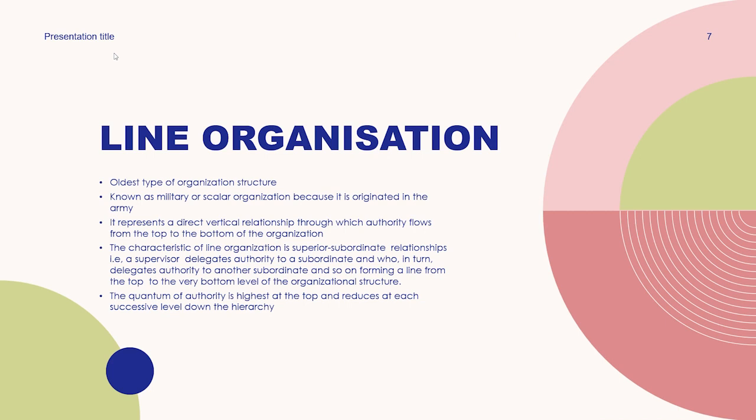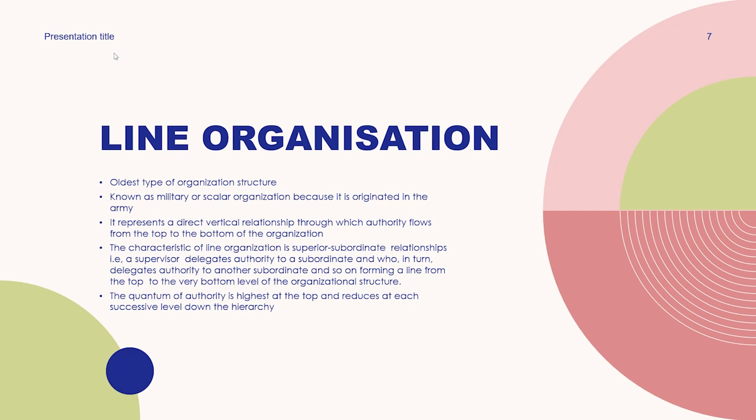Line organization refers to the direct relationship between a superior and his subordinates. It is by force of line authority that a superior commands his subordinates. Its advantages and disadvantages are very important. It's just like a military or scalar organization because it originated in the army. There is a direct vertical relationship through which authority flows from the top to the bottom. The quantum of authority is highest at the top and reduces at each successive level down the hierarchy. There will be a superior-subordinate relationship here, and the superior delegates authority to a subordinate, who in turn delegates authority to another subordinate, and so on, forming a line from the top to the very bottom level.